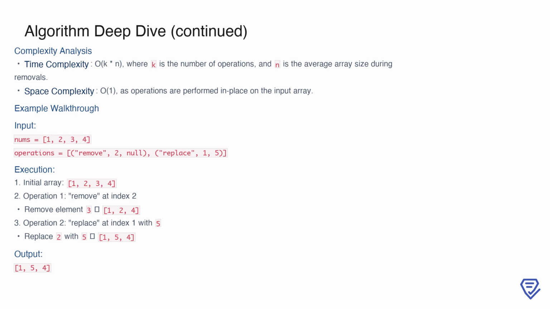Consider the input array nums equals 1, 2, 3, 4, and the operations remove, 2, null, replace, 1, 5. Initially, the array is 1, 2, 3, 4. During the first operation, we remove the element at index 2, resulting in 1, 2, 4. During the second operation, we replace the element at index 1 with the value 5, giving us the final array 1, 5, 4. The output, therefore, is 1, 5, 4. This example illustrates the algorithm in action and its ability to handle both operation types efficiently.